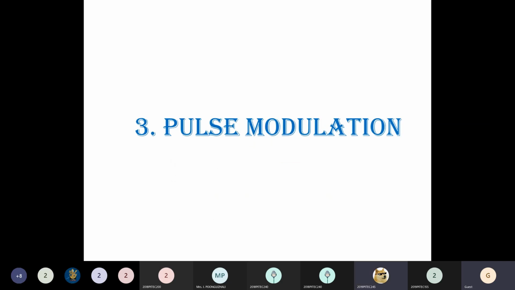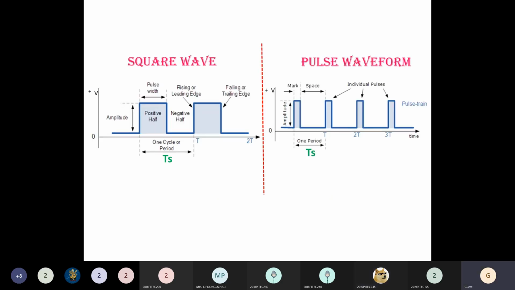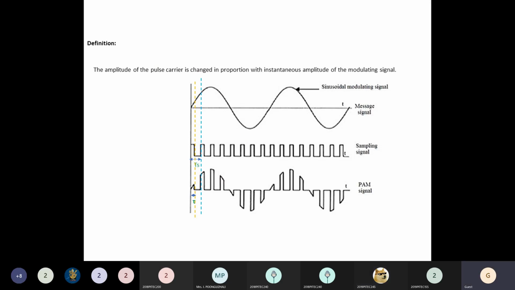Then we have pulse modulation. One of the important things we are entering into is pulse modulation. First, what is the difference between a square wave and a pulse waveform? The simple difference is that the square wave can be divided into two halves, positive half and negative half. They both have the same, equal duration. But a pulse waveform will have two halves, that is the mark and space. In the pulse waveform the mark is very much less than the space. This is the major difference between square wave and pulse waveform.